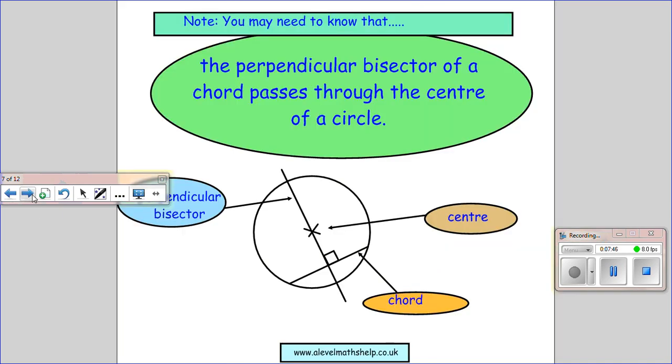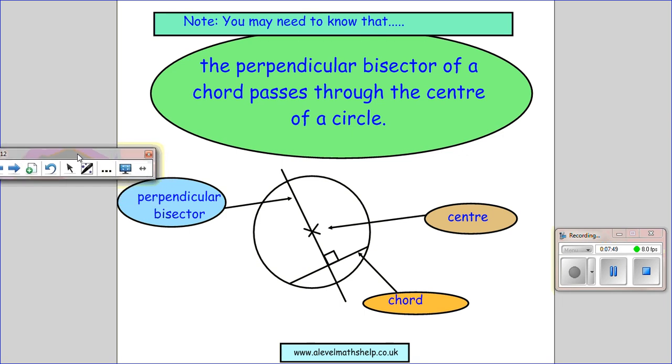And just to point this out to you, you may need to know that the perpendicular bisector, so that's something which cuts a line in half at right angles, of a chord, and this is a chord, it's sort of a line through a circle, not necessarily going through the center, passes through the center of a circle. So the perpendicular bisector, so half of your chord at right angles, passes through the center of a circle, and that's just sometimes something which might come up in a question. Okay, I hope that helps.